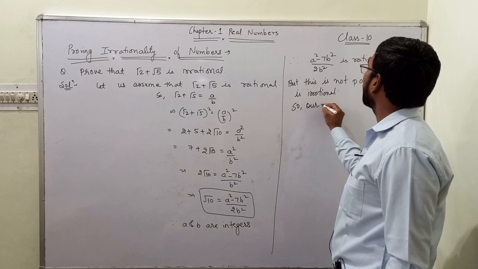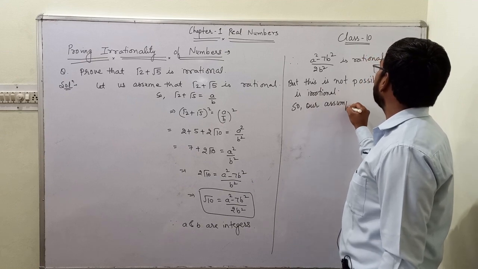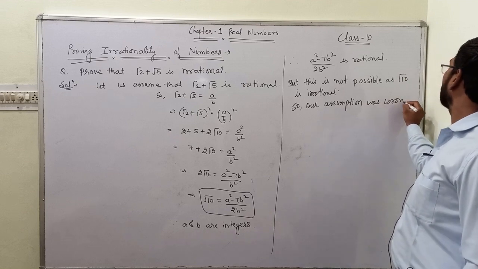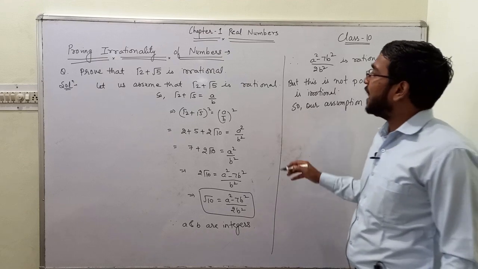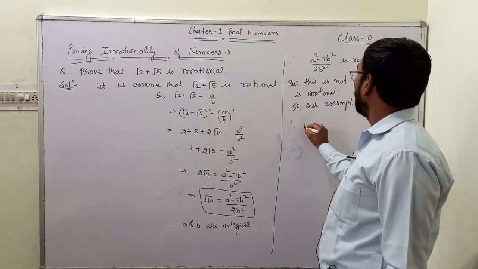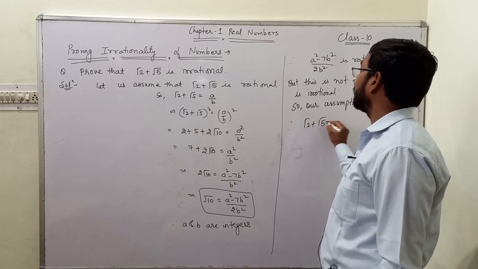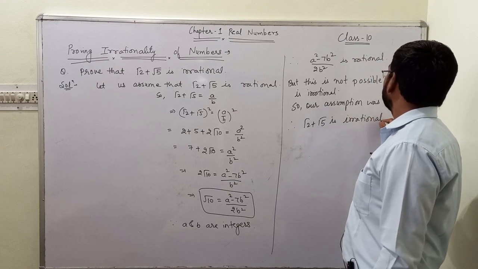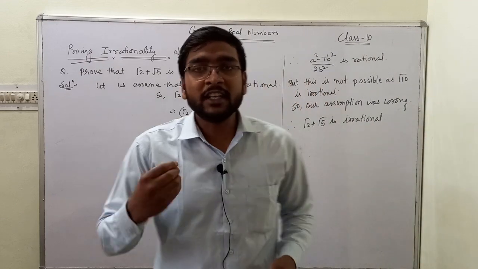So our assumption was wrong. Okay, and we have that root 2 plus root 5 is irrational. Now let us move to one more question.